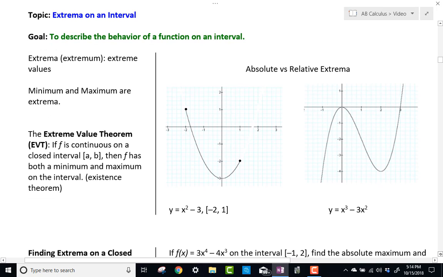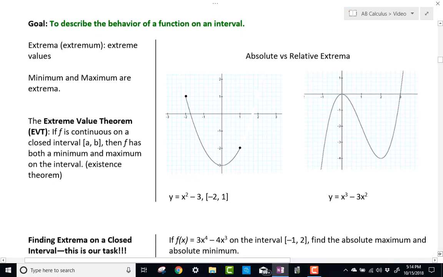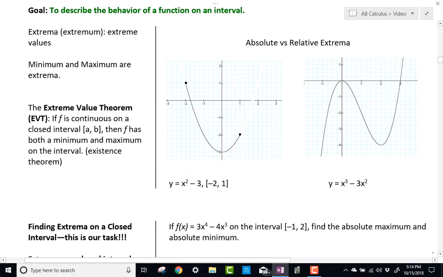Okay, so today we're going to talk about extrema on an interval. Basically, when we talk about extrema, we're talking about maximums and minimums here. Okay? So when we look at these graphs down here, extreme is basically what it says, extreme values. So basically if you look at these two graphs to the right, we have absolute and we have relative extrema. So absolute mins, absolute maxes, relative mins, relative maxes.